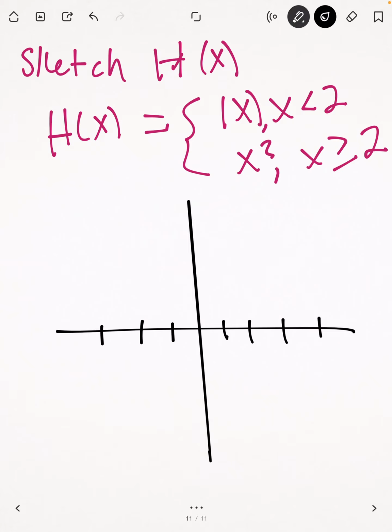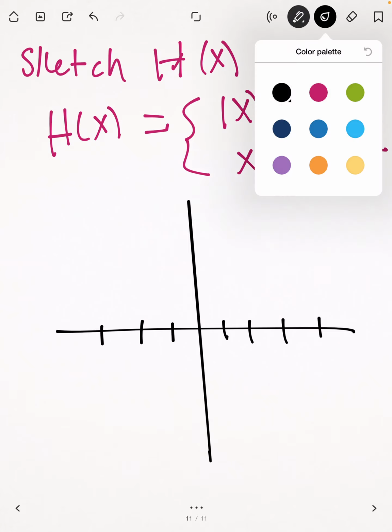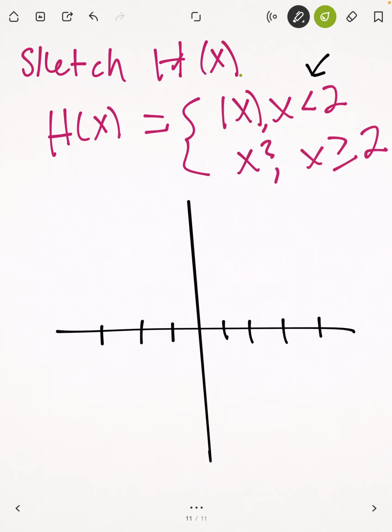So at 0, we're at less than 2. So let me pick a color. And how about this? I'm going to use green for this one. And then I'll use another color for x squared. So when we're less than 2, so at 1, we take the absolute value. At 0, negative 1, negative 2. And so our absolute value is kind of this V shape. And normally it would continue to the right, and we can go all the way over to 2.